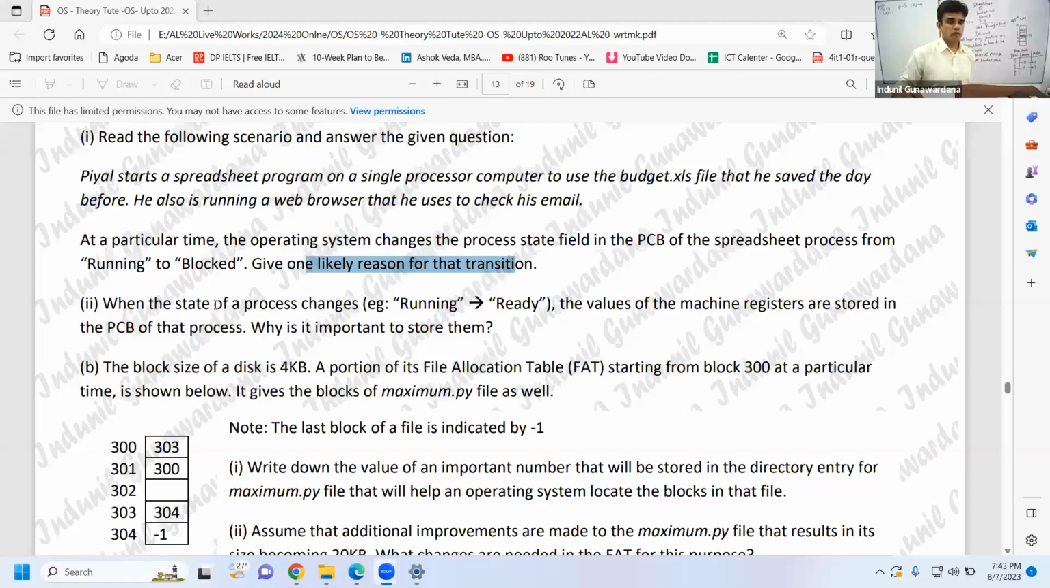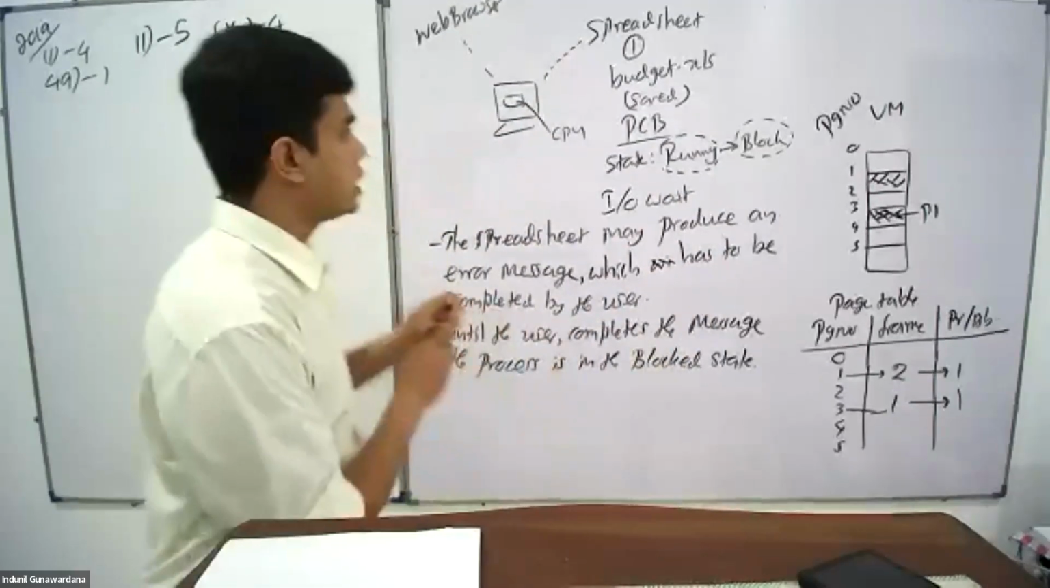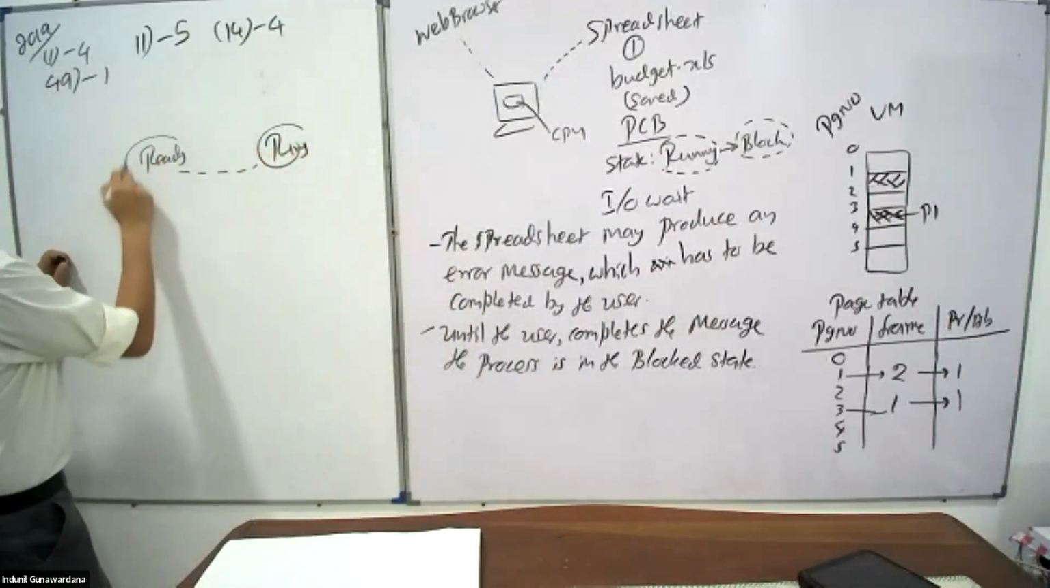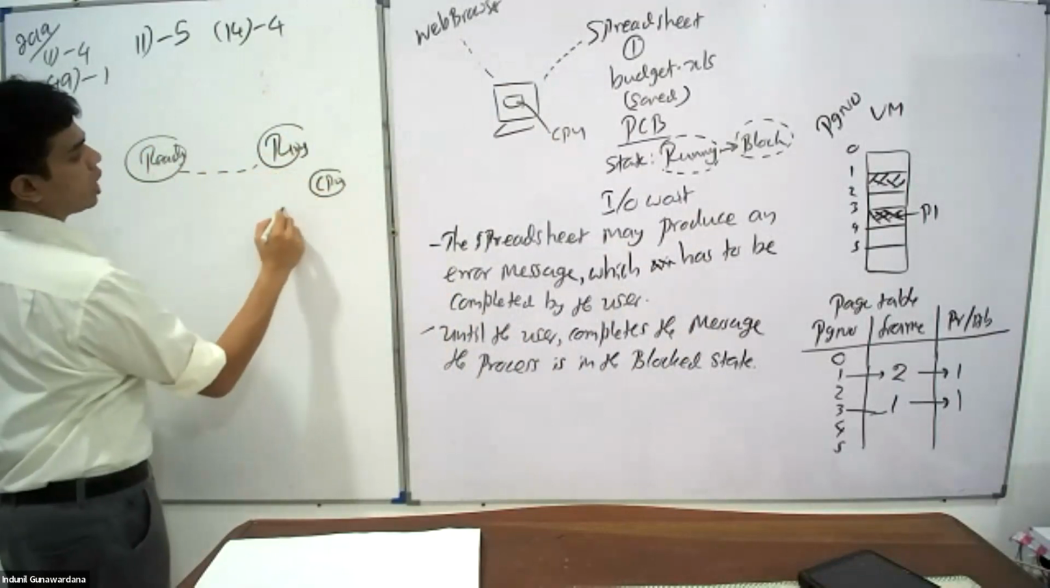Right. Then the second one: when the state of the process changes from running to ready. When the state of the process changes, for example running to ready, the values of the machine registers are stored in the PCB of that process. Why is it important to store them? When the process is in the running state and goes to ready, the values of the machine registers are stored in the PCB. So the process was in the running state, now it goes to the ready state. Then the values related to the CPU are written into the PCB.